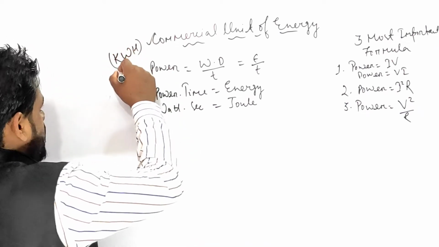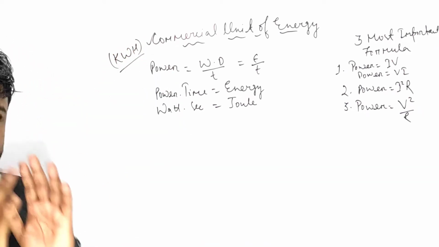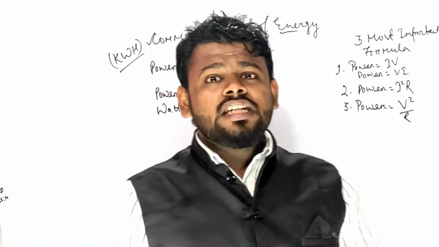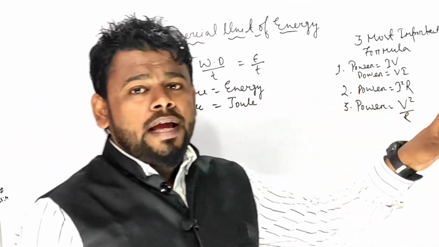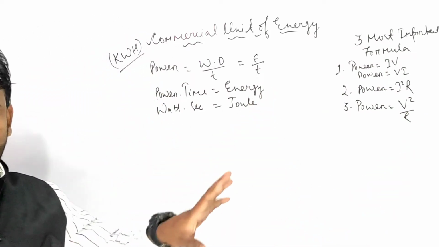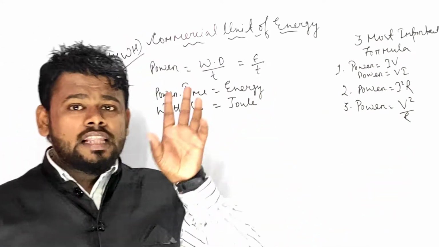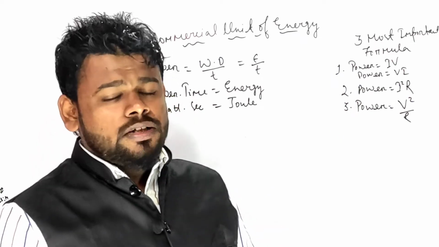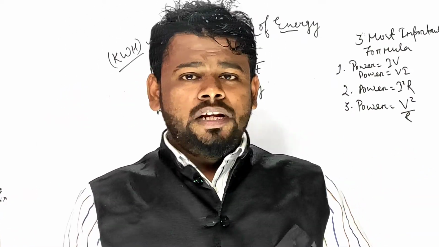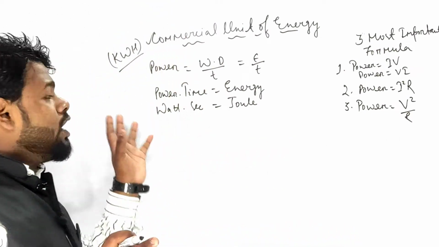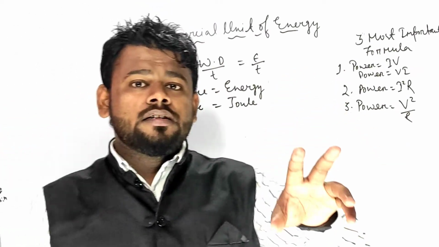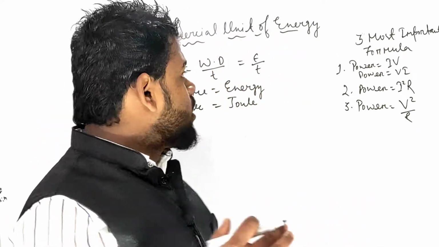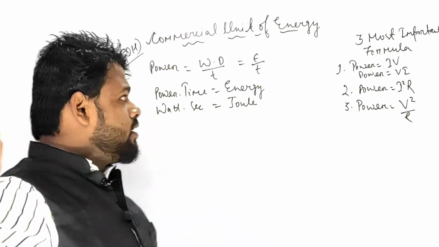kWh, kilowatt hour. Very important, kilowatt hour. Bigger units of power are megawatt, gigawatt, kilowatt. First will be kilowatt, then megawatt, then gigawatt. Smaller units are microwatt, milliwatt, you might be knowing. Kilowatt equals 10 to the power 3. Megawatt equals 10 to the power 6. Gigawatt equals 10 to the power 9.